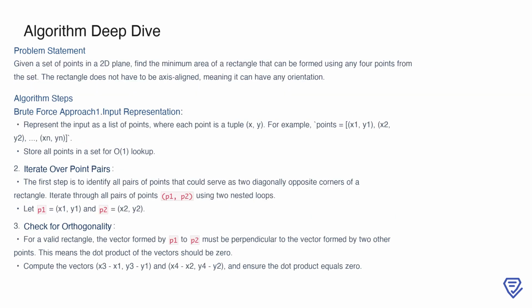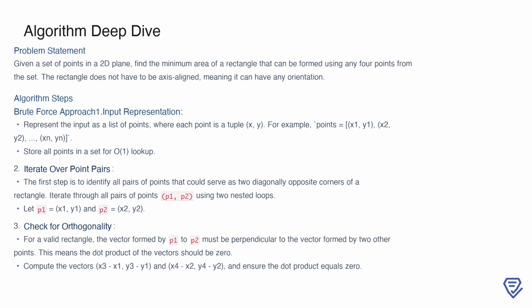To solve the problem of finding the minimum area of a rectangle that can be formed using any 4 points on a 2D plane, we start by understanding the input in the brute force approach. The input is a list of points, represented as tuples of their x and y coordinates, such as (x1, y1), (x2, y2), and so on. To make our computations efficient, we store these points in a set, allowing for constant time lookups.